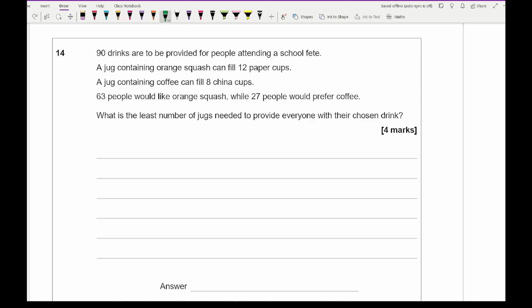So looking at this, if we do 63 divided by 12, how many 12s go into 63? At a guess it's going to be 5 point something. Because obviously I can't use my calculator, I'm just going to say it's 5 point something. Now, we could actually write it as a mixed number. So it's going to be 5 and 1/4 jugs needed.